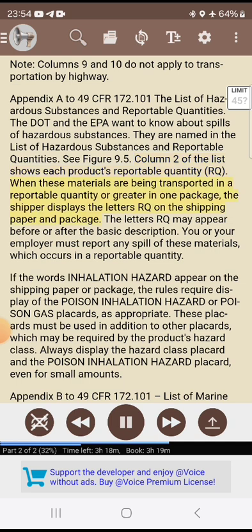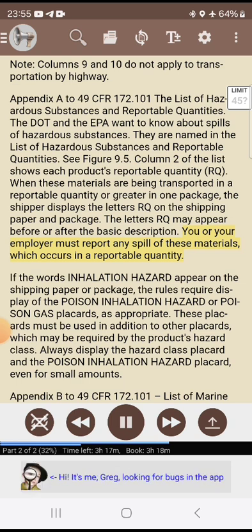When these materials are being transported in a reportable quantity or greater in one package, the shipper displays the letters RQ on the shipping paper and package. The letters RQ may appear before or after the basic description. You or your employer must report any spill of these materials which occurs in a reportable quantity.